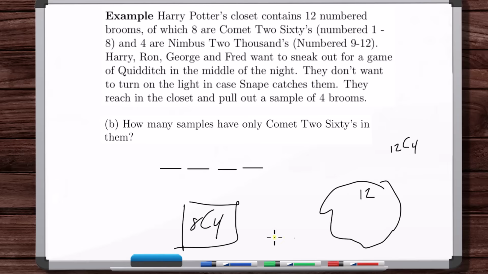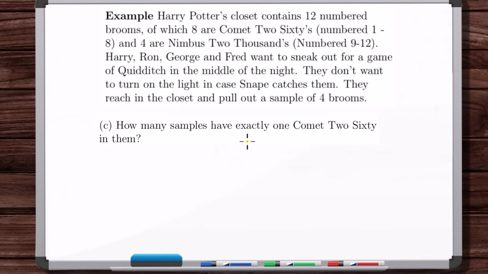The reason is because, let's say we start picking. In any case where we choose at least just 1 Nimbus, then we're just ignoring that, right? Because it's not a part of our count. We're just saying, for the cases, if we went through and did all of these picks, hypothetically, all of these took place, for the cases where we happen to choose all 4 Comet 260s, then what are the different outcomes in those cases? It's 8 choose 4. That's it.